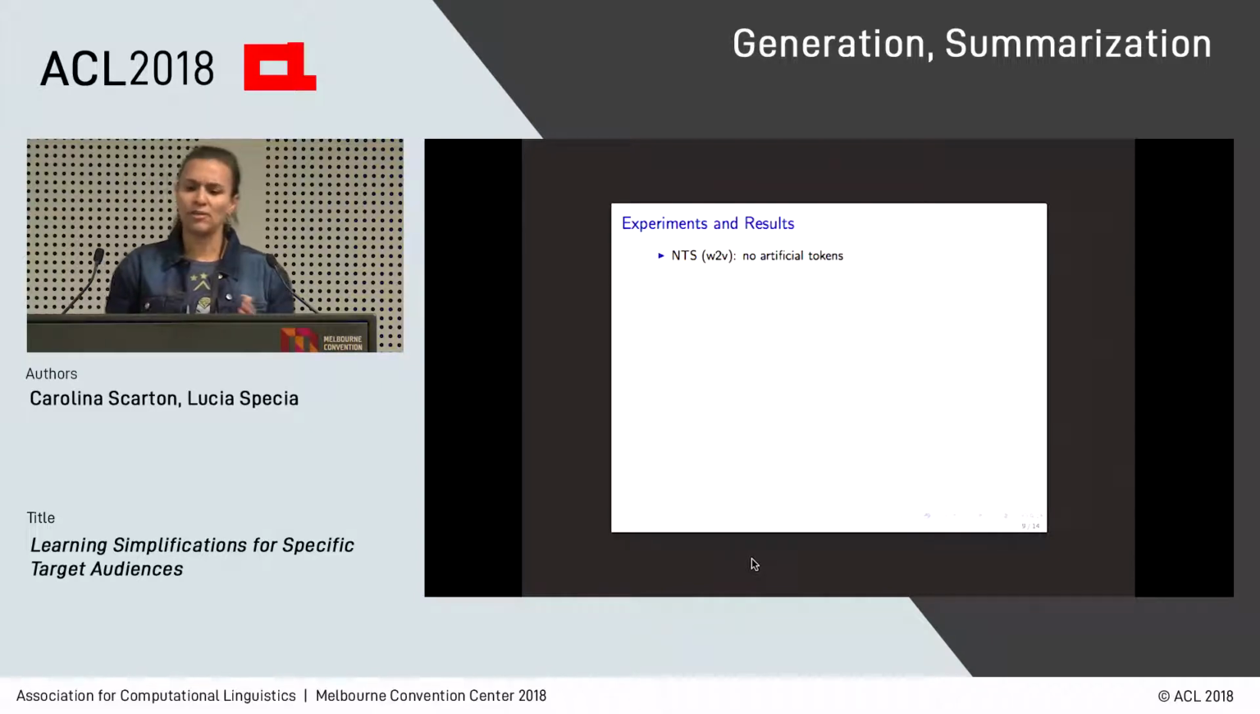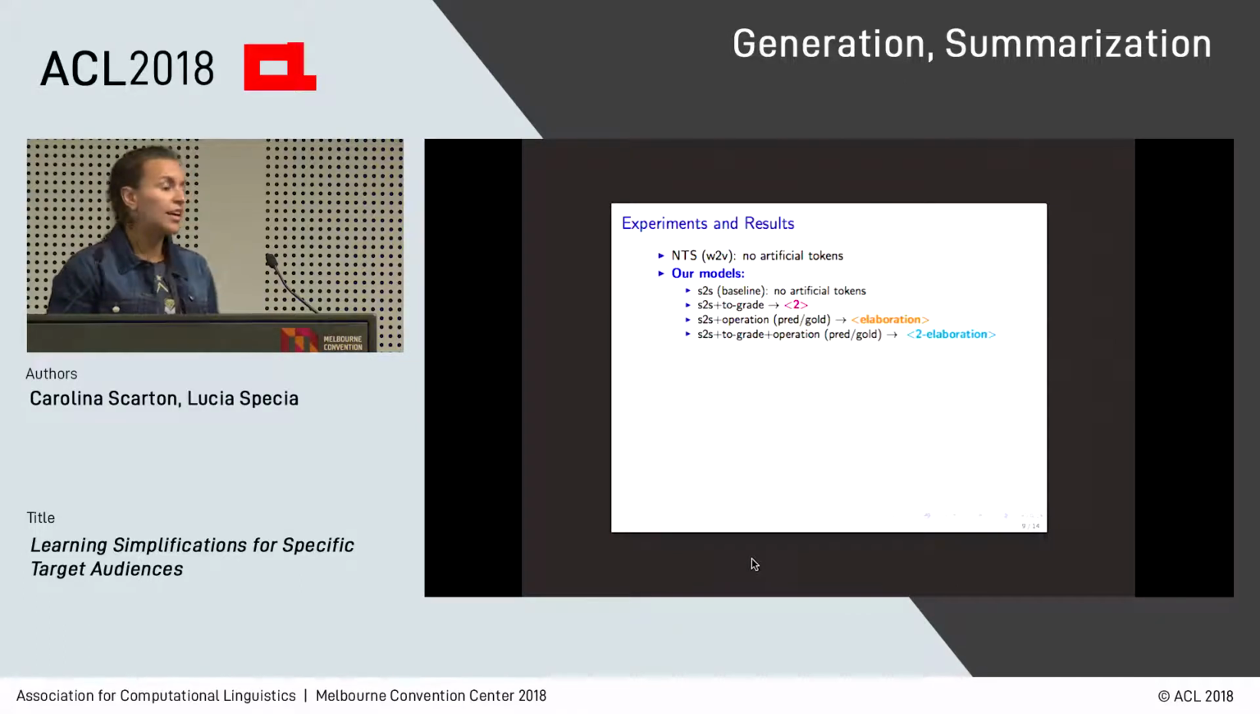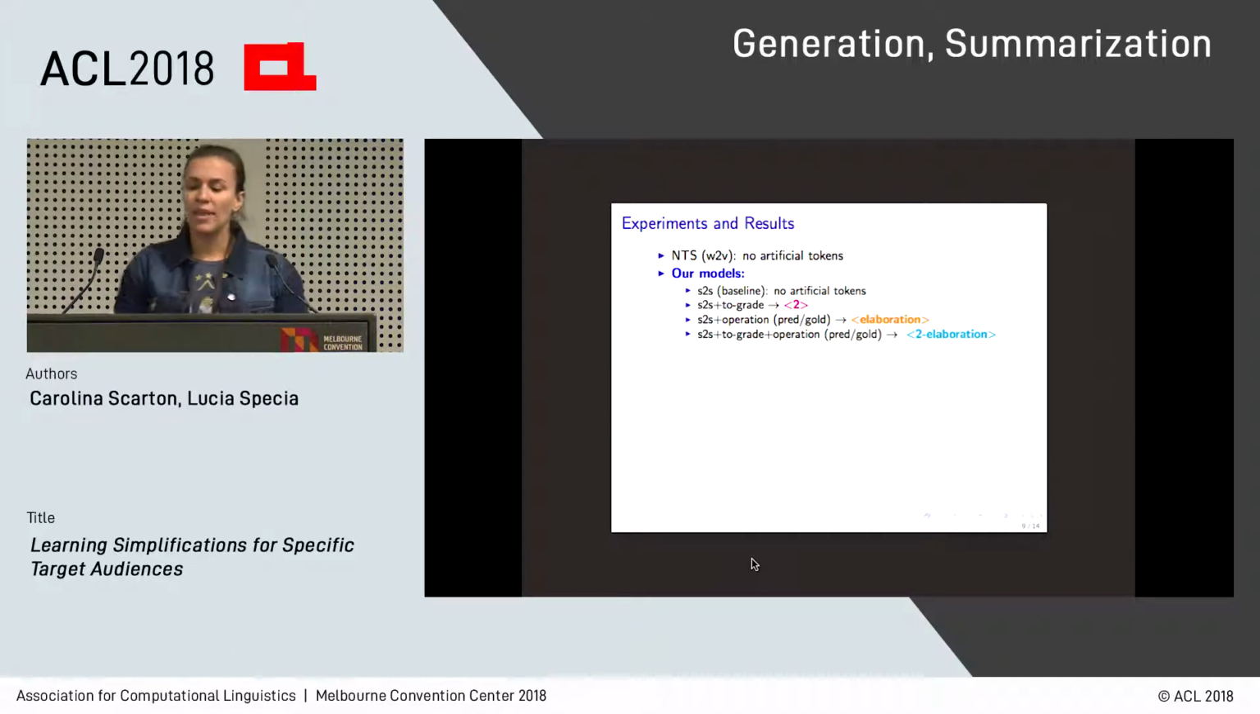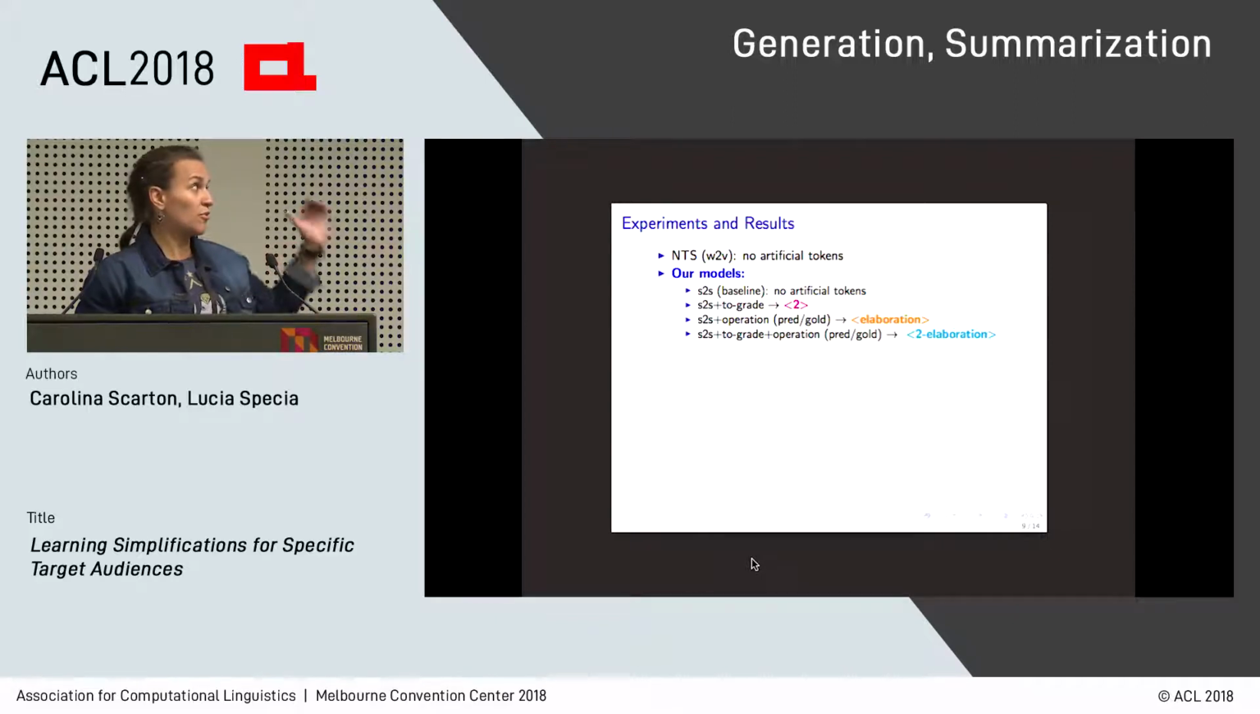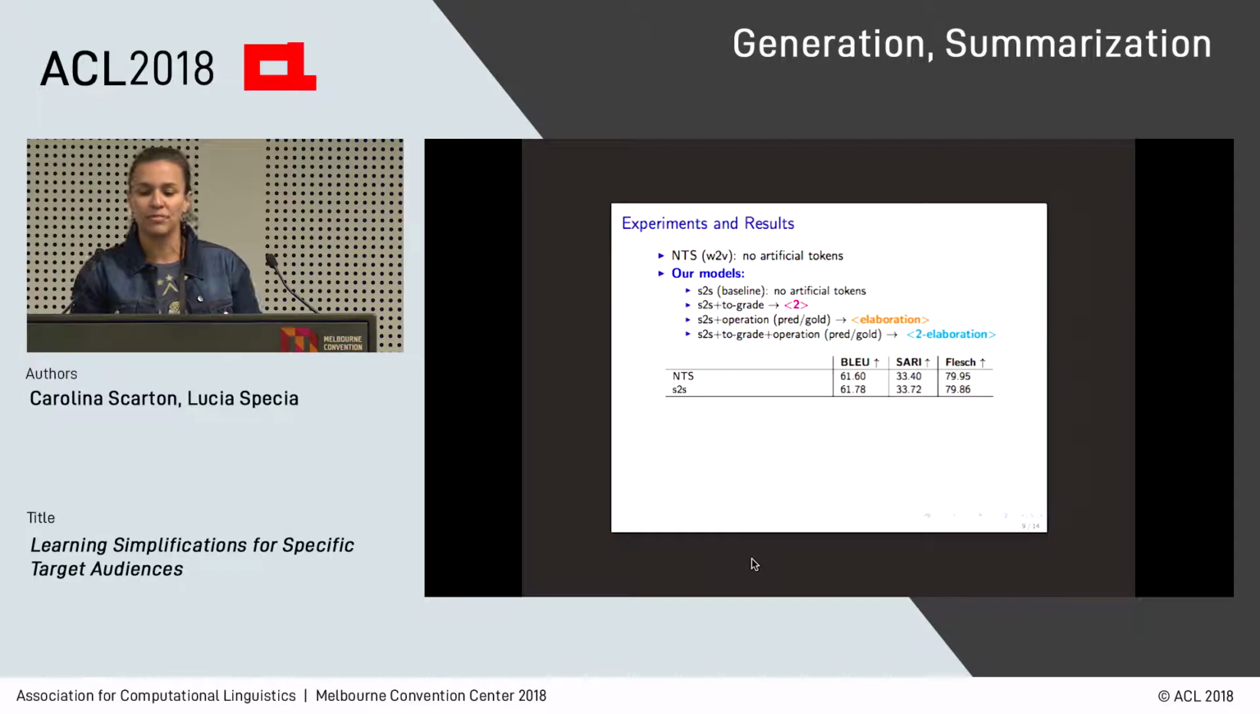We experimented also with an NTS system without artificial tokens. We created a baseline with no artificial tokens as well. And we experimented with a grade level system, a system with operation information, and a system with both. So a combination of grade level and operation.